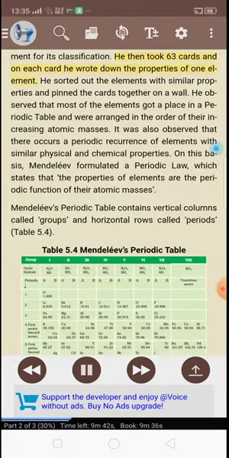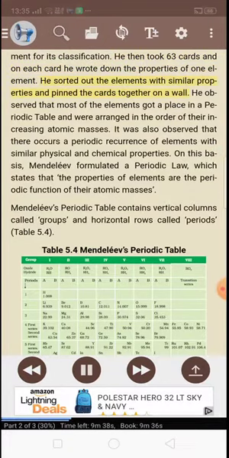He then took 63 cards and on each card he wrote down the properties of one element. He sorted out the elements with similar properties and pinned the cards together on a wall. He observed that most of the elements got a place in a periodic table and were arranged in the order of their increasing atomic masses. It was also observed that there occurs a periodic recurrence of elements with similar physical and chemical properties. On this basis, Mendeleev formulated a periodic law, which states that the properties of elements are the periodic function of their atomic masses. Mendeleev's periodic table contains vertical columns called groups and horizontal rows called periods.